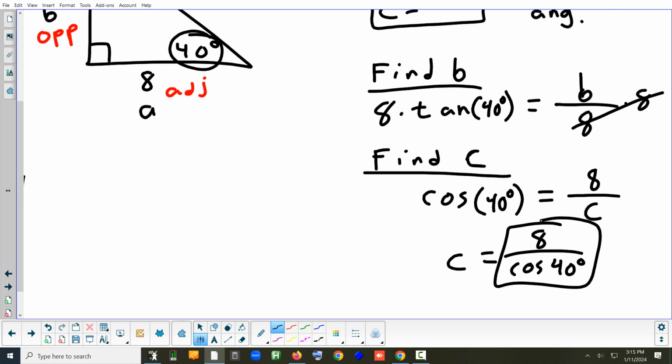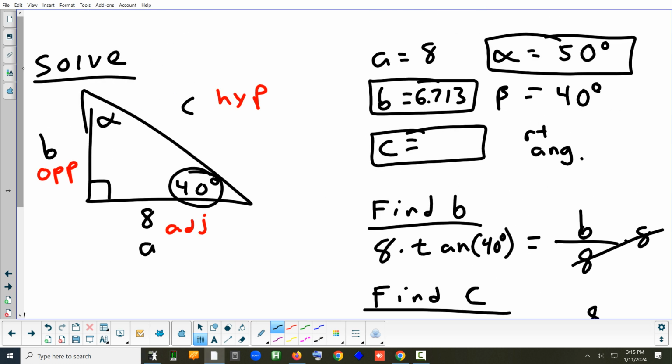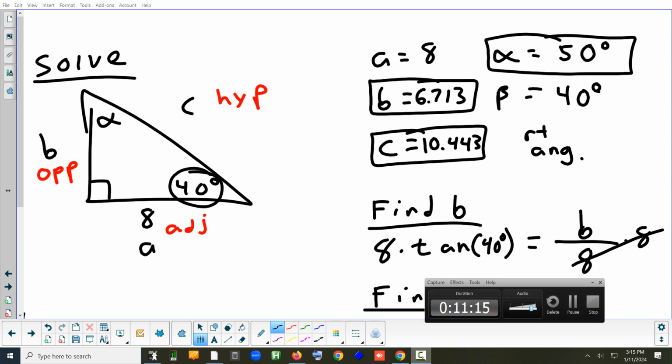And there's our answer. So just type that in. So 8 divided by cosine 40, we get 10.443. And that's C. Okay, any questions on that one? No. All right, so that's solving when you have a side and an angle that was given.